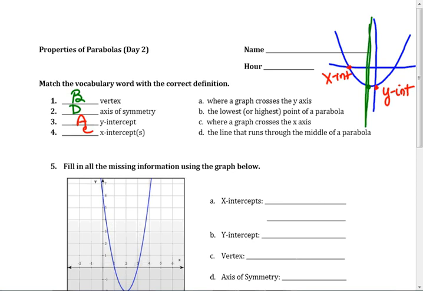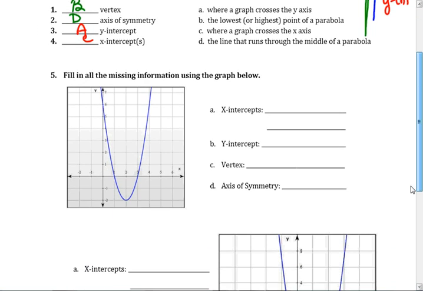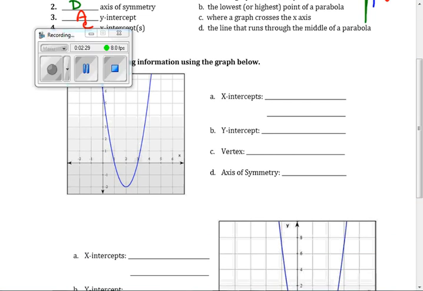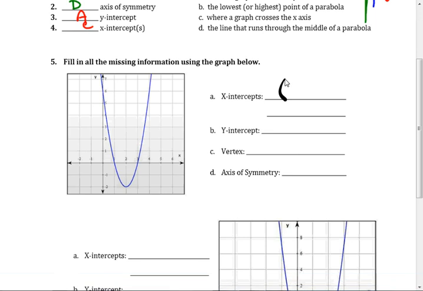Okay, fill in all the missing information here. And my x-intercepts, you should have them in ordered pair form. So what are the x-intercepts? So 1, 0, and the other one is at 3, 0. So if you don't have the zeros there, it's wrong. Okay, so you need those zeros there.